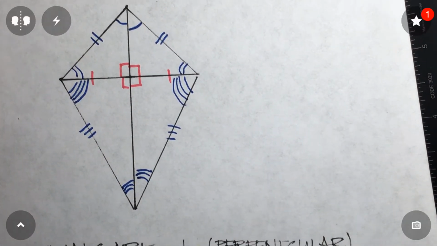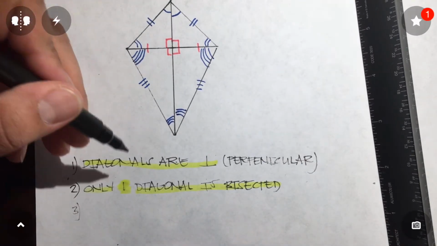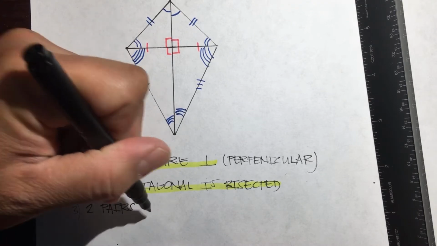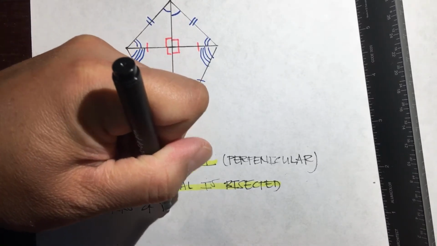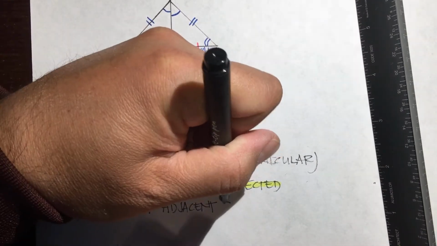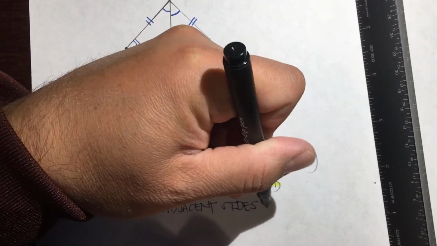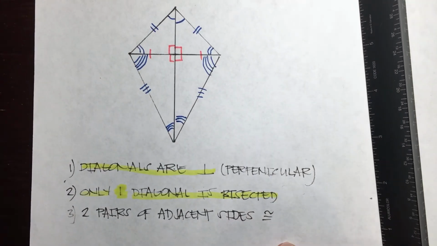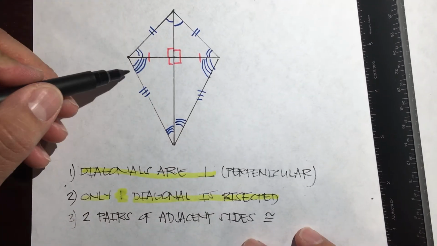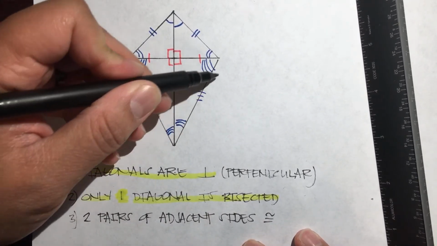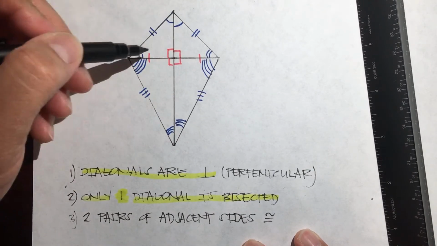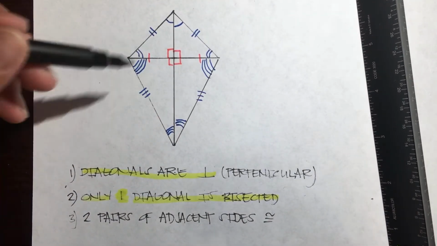Adjacent sides are congruent. So fact number 2, 2 pairs of adjacent sides are congruent. So 2 pairs of sides that are next to each other are congruent. So this side is congruent to this side. They're next to each other, so that's 1 pair. And this side is congruent to this side. They're next to each other. That's 1 pair. Okay?